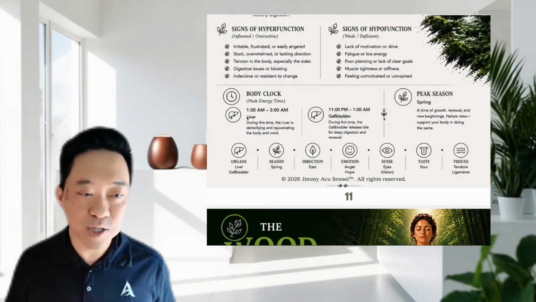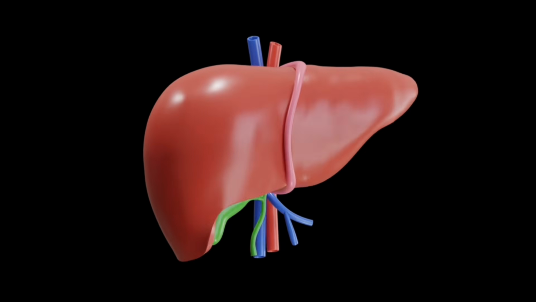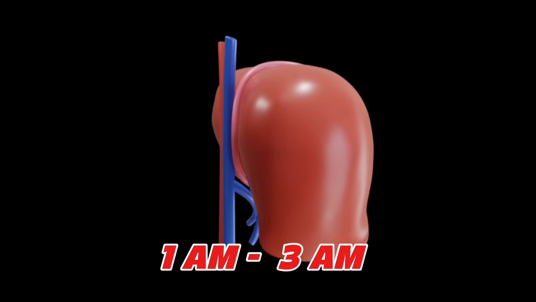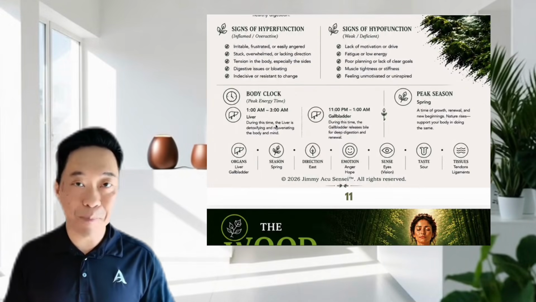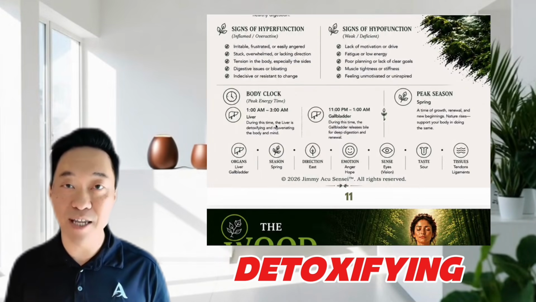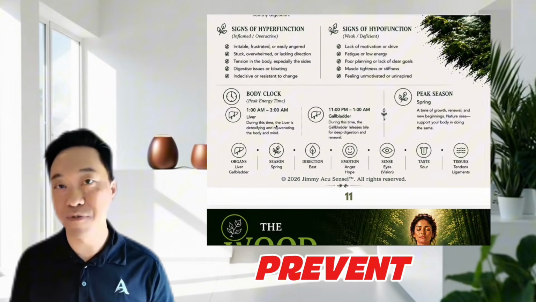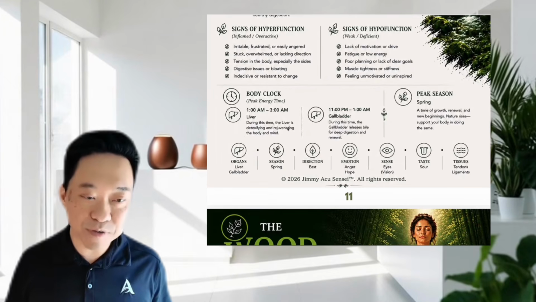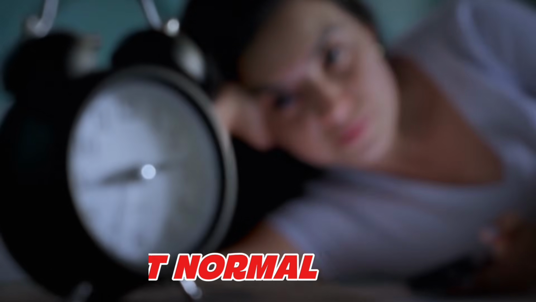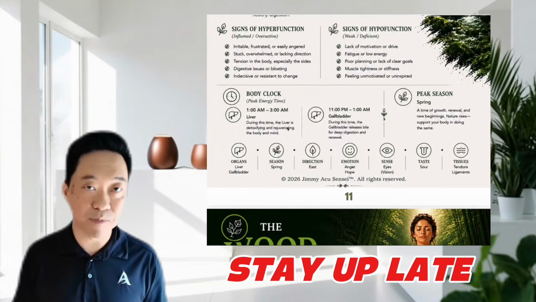And when it does that, that's when that organ has what we call peak energy time, right? So for the liver, the peak energy time is between 1 to 3 a.m. in the morning. That's when the liver is the best at detoxifying your body. And if you disrupt that time, you will prevent your liver from detoxifying your body. So for those of y'all who are night owls, it's not normal. Your body was not made to stay up late.